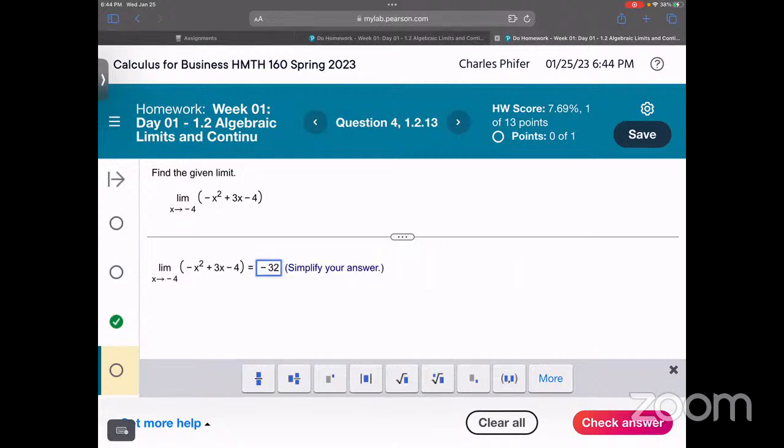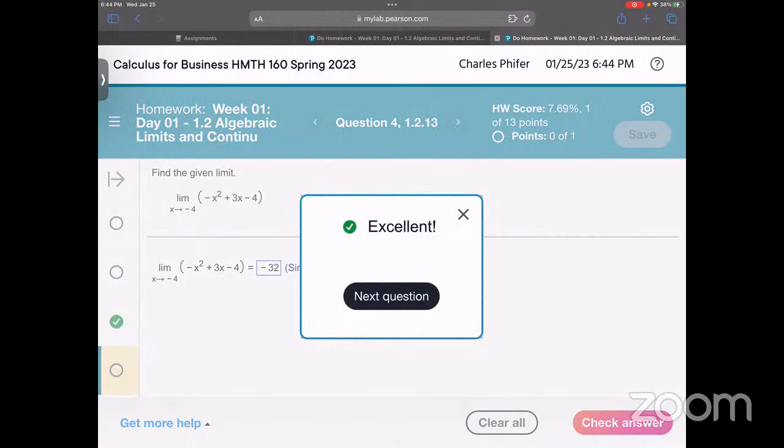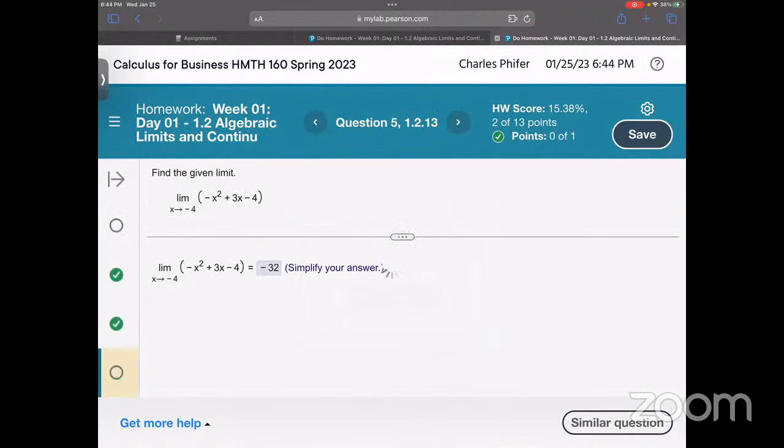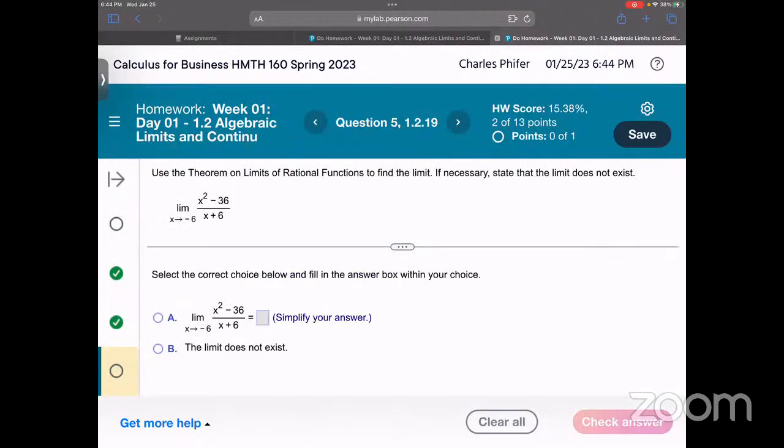I use the theorem on limits of rational functions to find the limit. If necessary, state that the limit does not exist, all right? So notice that the -6 is not in the domain of this function, so we need to simplify it. I think we did an example like this a moment ago.